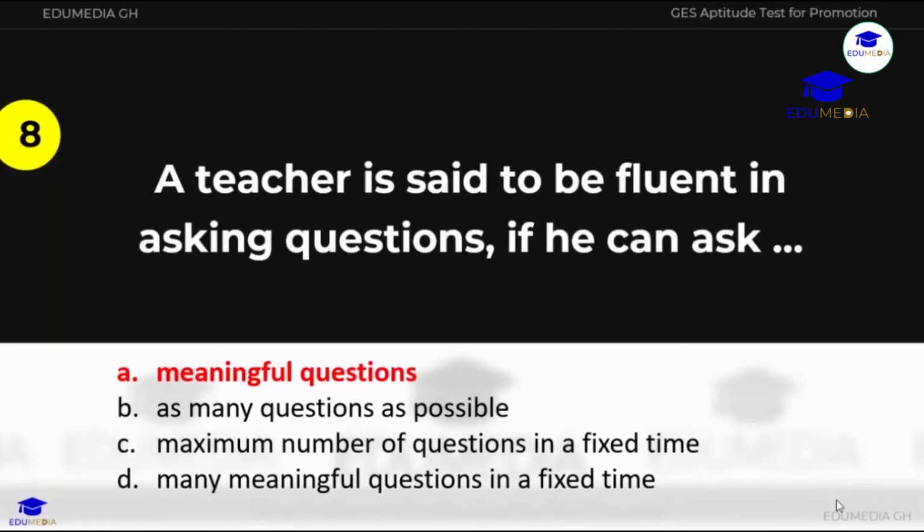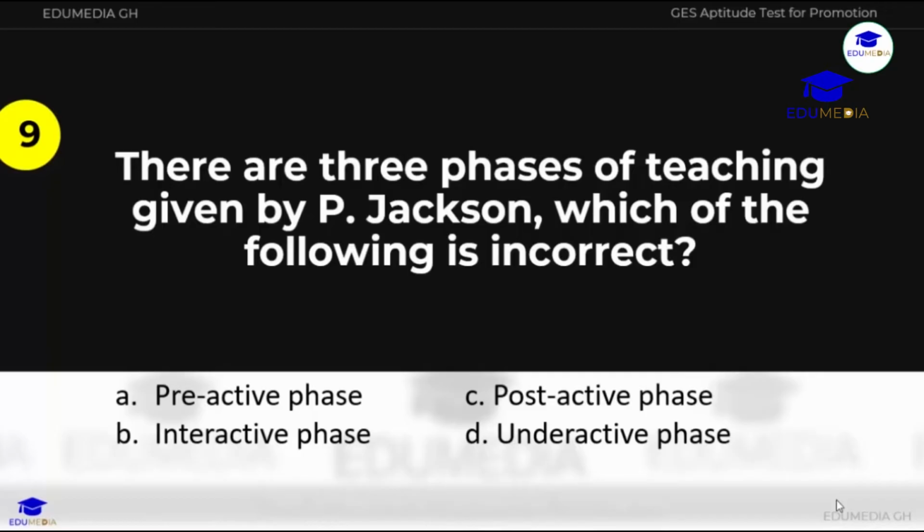Question number 9. There are 3 phases of teaching given by P. Jackson. Which of the following is incorrect? A. Pre-active phase, B. Interactive phase, C. Post-active phase, and D. Interactive phase. The correct answer here is D.